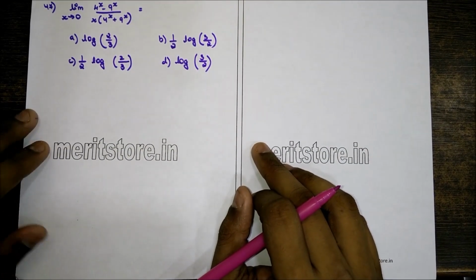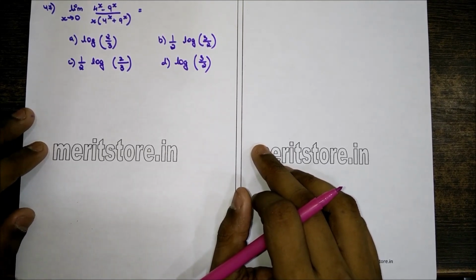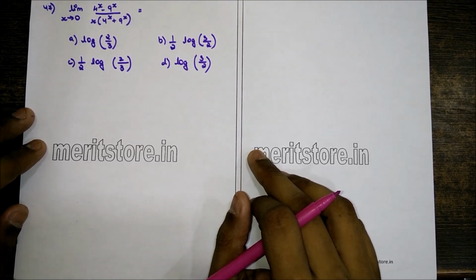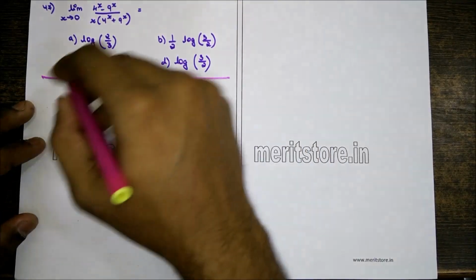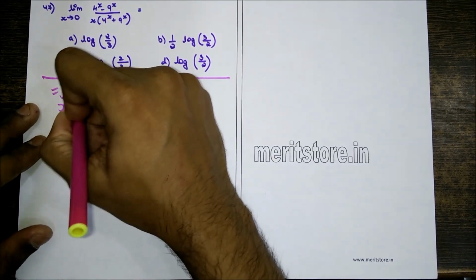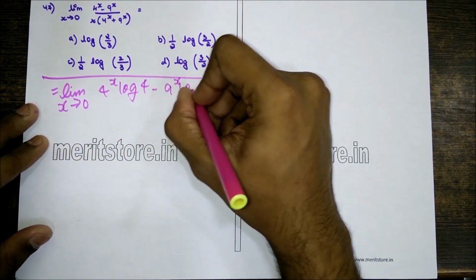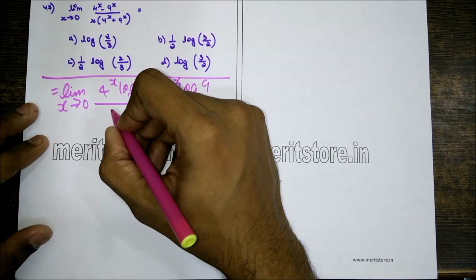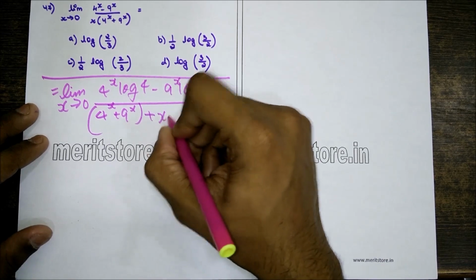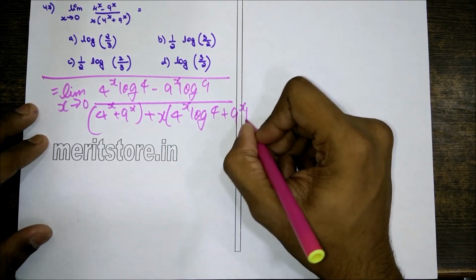Limit of x tends to 0, (4 raised to x minus 9 raised to x) by x into (4 raised to x plus 9 raised to x) equals: a) log 2 by 3, b) 1 by 2 log 3 by 2, c) 1 by 2 log 2 by 3, or d) log 3 by 2. So therefore it's in 0 by 0 form, and we use L'Hopital's rule to get limit of x tends to 0, (4 raised to x log 4 minus 9 raised to x log 9) upon (4 raised to x plus 9 raised to x plus x common 4 raised to x log 4 plus 9 raised to x log 9).